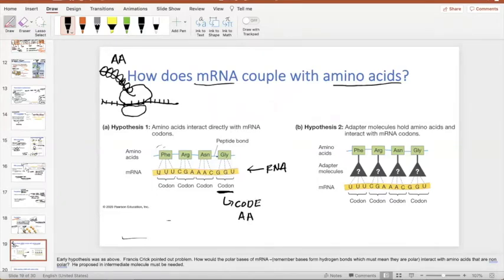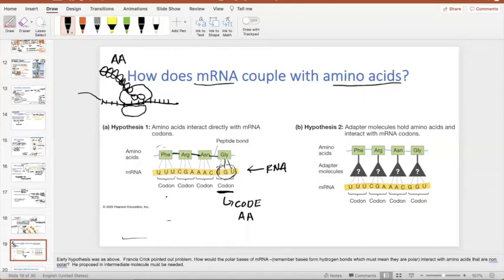So what people originally thought was that as this mRNA molecule got fed through a ribosome, these amino acids would line up directly, that somehow these amino acids interacted, maybe through hydrogen bonds or something like that, directly with the mRNA, and that then an enzyme or the ribosome itself would come along and form a bond between these amino acids. And that made intuitive sense to people, that somehow these amino acids would just line up and that there would be some kind of bond formed.